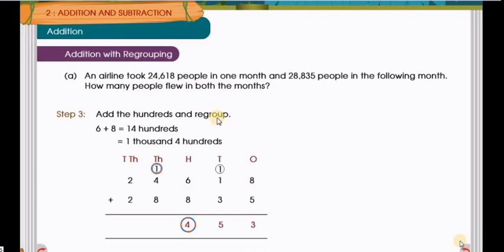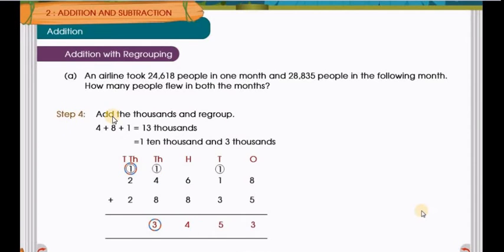Step 3, add the hundreds and regroup. Now we have to regroup. See here, add the hundreds. 6 plus 8. When you add 6 plus 8, what are we going to get? 14. 6 plus 8 is 14 hundreds. So here a 2-digit number is there. So 4 is in hundreds place and 1 is in thousands place, isn't it children? So 4 we have to write in hundreds place and 1 in thousands place. Okay children? Yes.